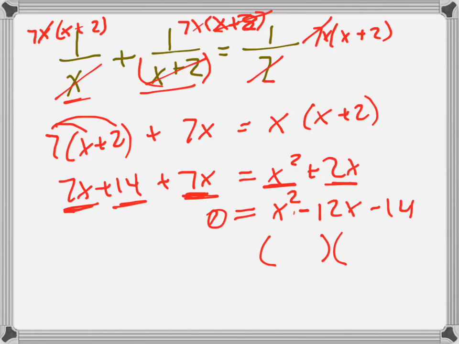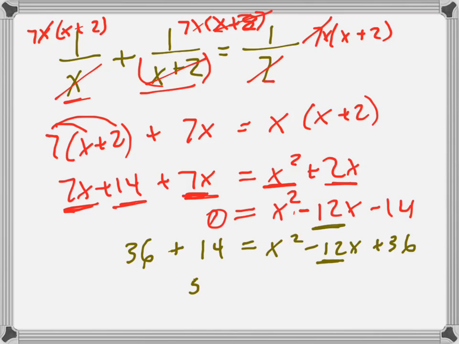Now, let's see if it factors. 7 and 14, and it's either 7 and 2 or 14 and 1, and neither one of them factor, so this doesn't factor. So this is going to be an easy candidate to complete the square with, because this is even. So let's go ahead and move the 14 over here. Let's add half of 12, half of negative 12. I'm going to add 36 to both sides.